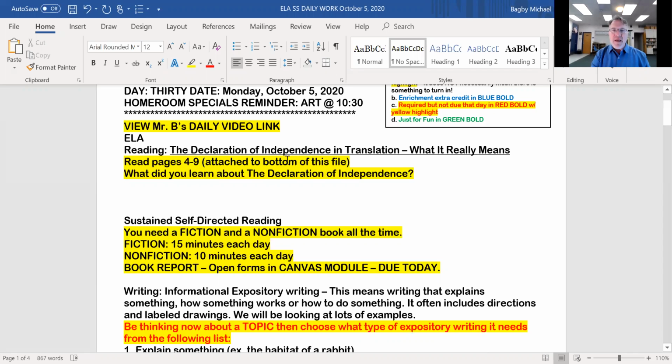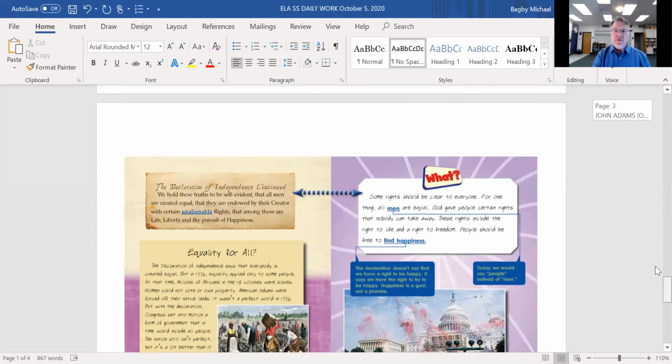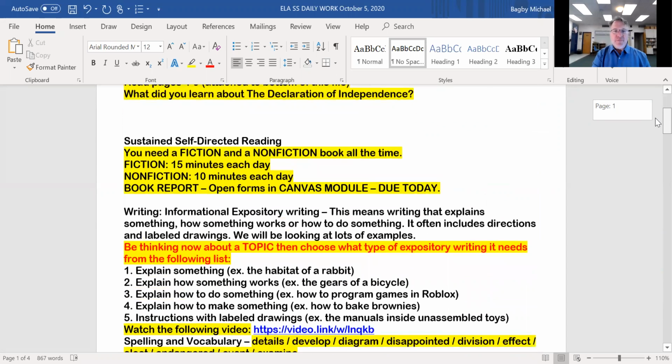The Declaration of Independence, in translation, what it really means, is our new book. And we're going to get right into that as soon as we go through the daily Word doc. We'll be reading pages 4 through 9. And then, what did you learn about the Declaration of Independence? The pages are down here for you to review, the ones that I'm going to read with you.